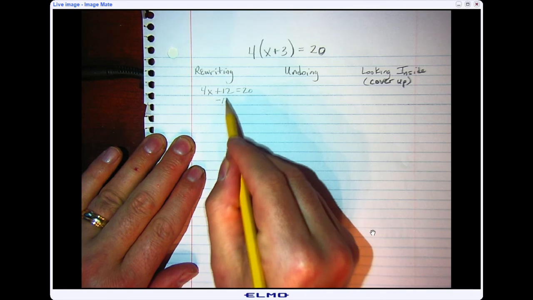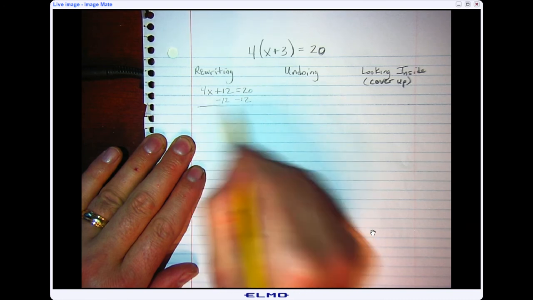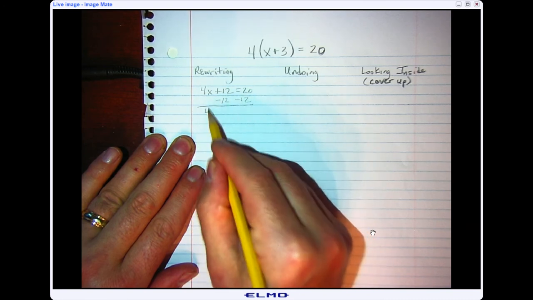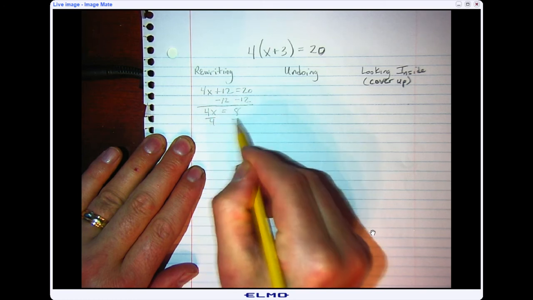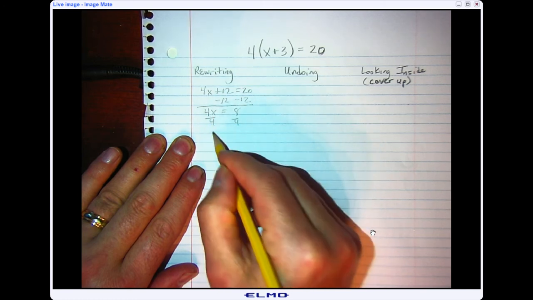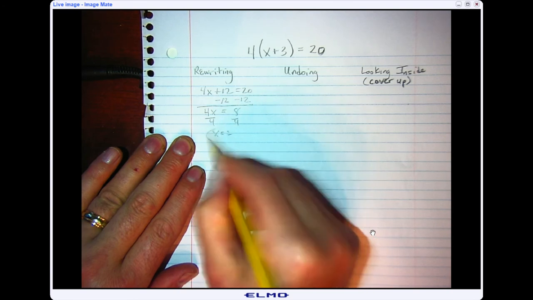So I would subtract 12 on both sides because you get rid of adding and subtracting before multiplying and dividing. And then I would just divide by 4 because that's the opposite of multiplying, and I would just get 2.